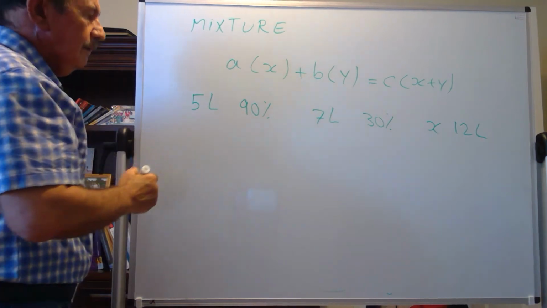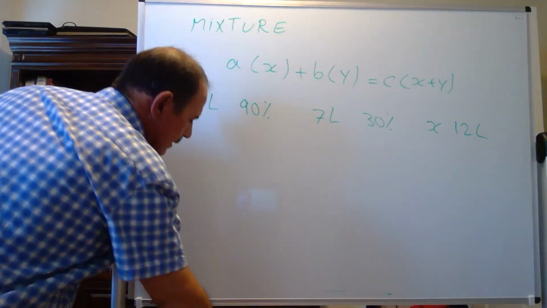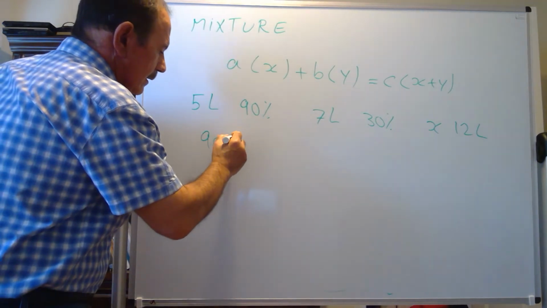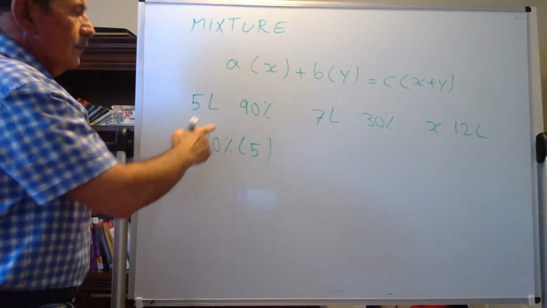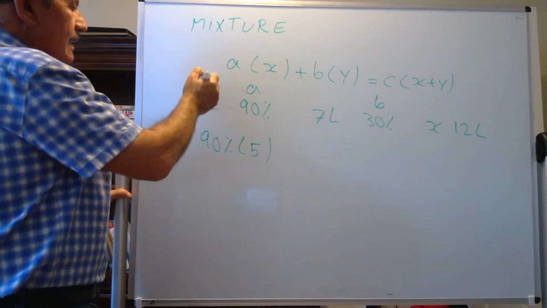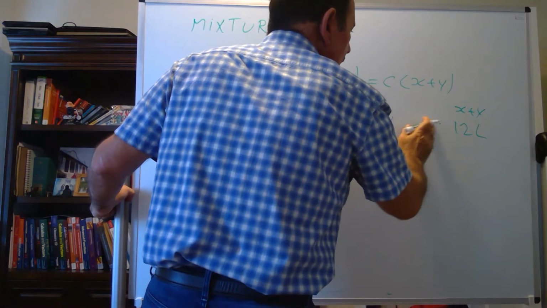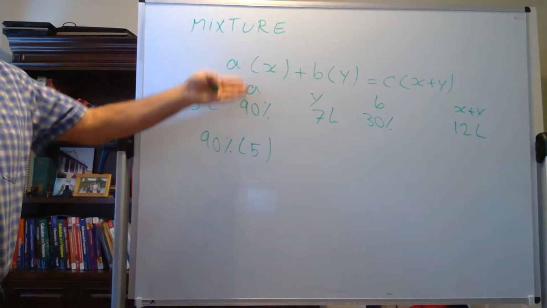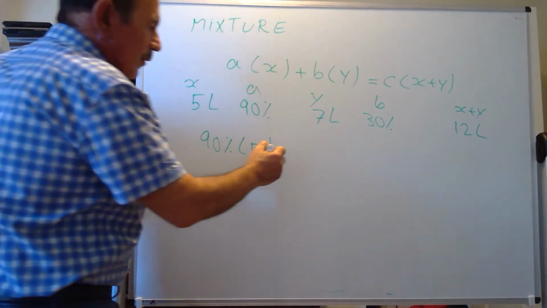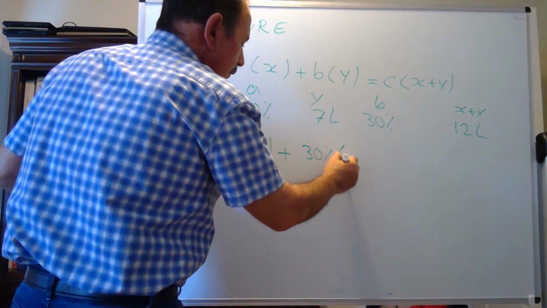5 liters of, because this 5 is the value, I'm just going to write it this way. 90% of 5. Okay, so this one is A, this one is B, right? And this one is X as an example, this one is Y, and this one is going to be X plus Y. Right? As an example, I just named these numbers. So 90% of X, adding with 30% of Y, which is 7.